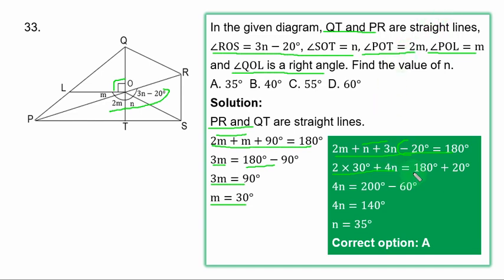So after adding the right hand side, you have 200 degrees. 4n is here. If you multiply this, you have 60 degrees. You also take it to the right hand side, it becomes minus 60 degrees. So 4n is equal to 140 degrees. Divide both sides by 4, n is equal to 35 degrees. So A is the correct option.